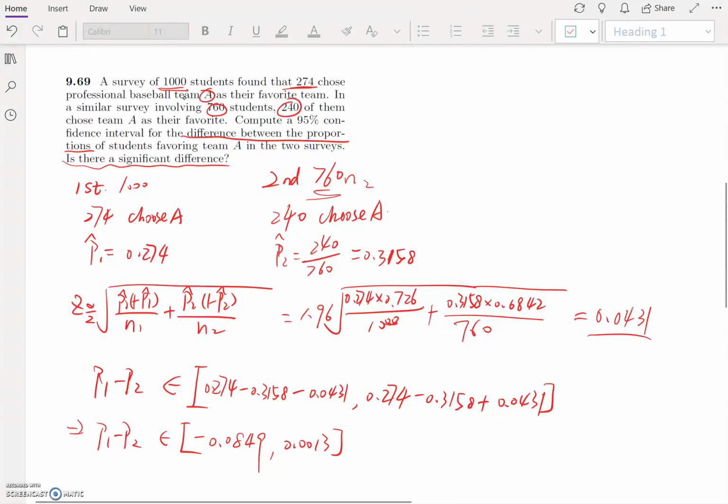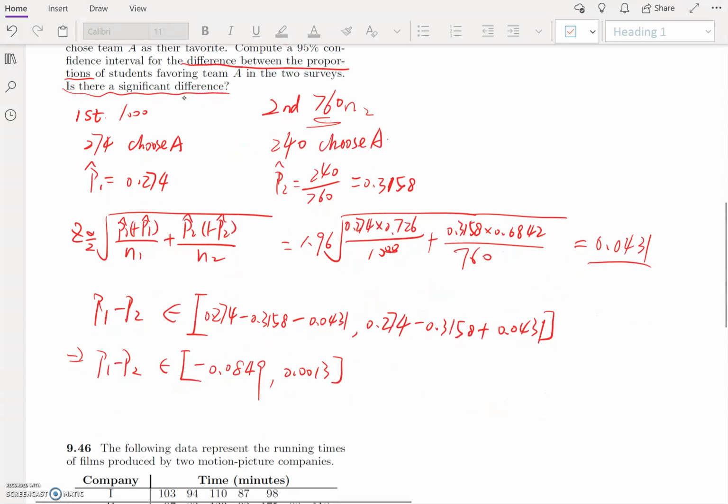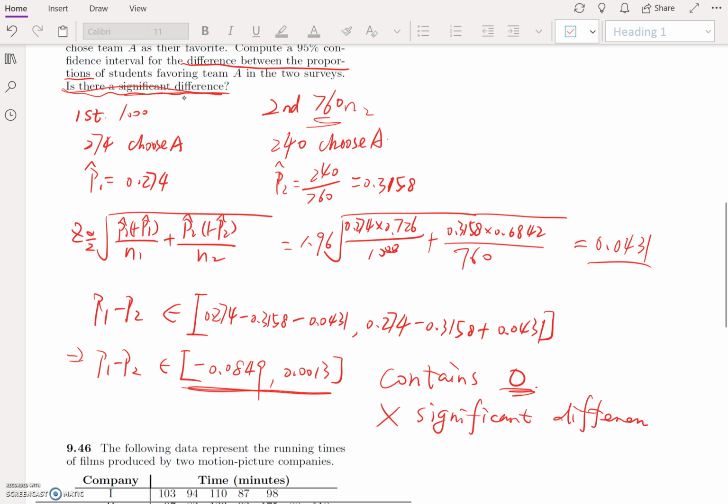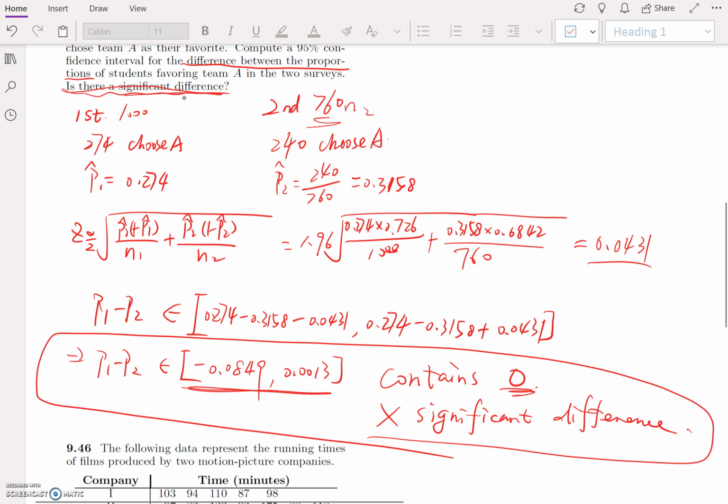then 0.0013. So can you tell if there is a significant difference? Because this confidence interval contains 0. This is minus, this is plus, this is positive. So it contains 0. That means we cannot tell there is a significant difference. So it's no significant difference. Okay, so that will be the answer for this question.